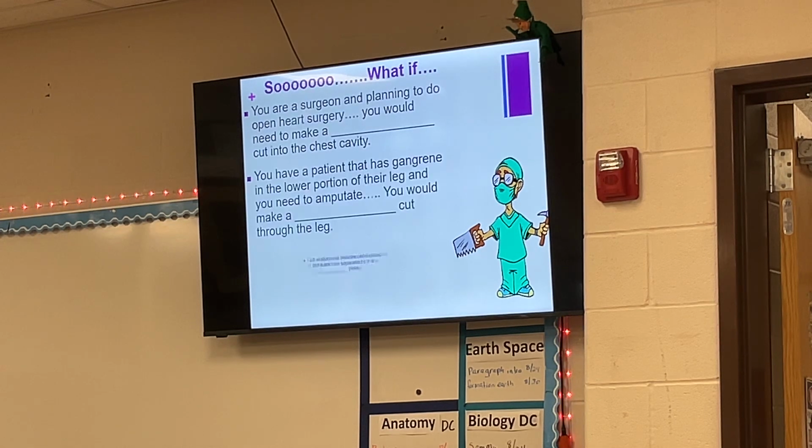Okay? You have a patient that has gangrene in the lower part of their leg, and you need to amputate. You would make a blank cut through the leg. I hope it's not diagonal. Transverse. Is it transverse? Yeah, transverse cut.